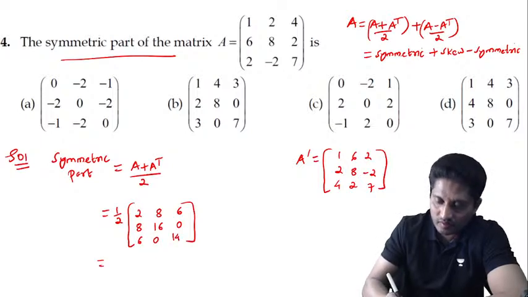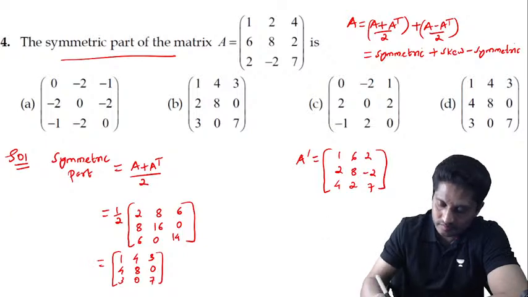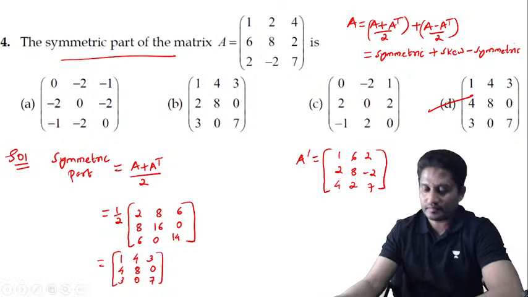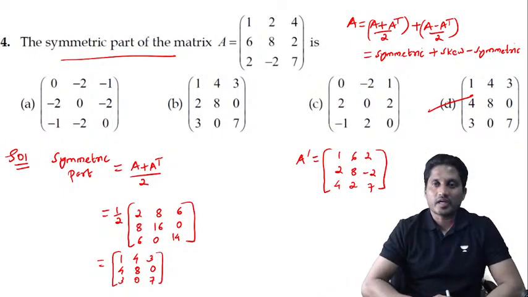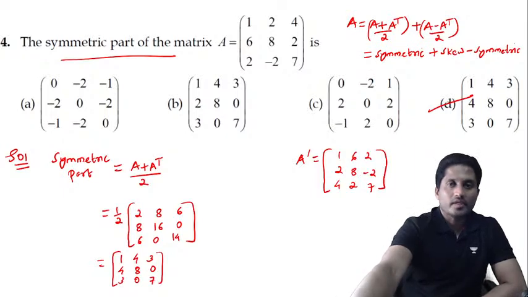If I divide by 2, you will get 1 4 3, 4 8 0, 3 0 7. You will get the last option D, right? You get last option D only. All right, let's move to the next question.